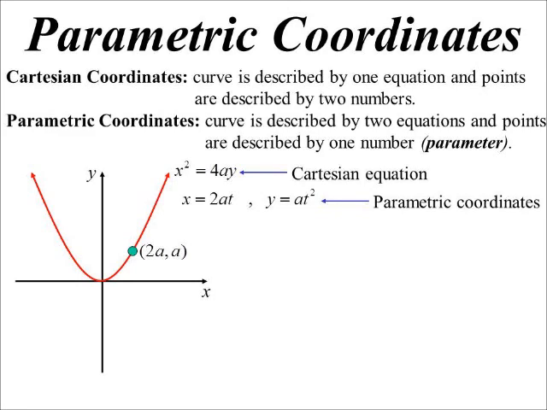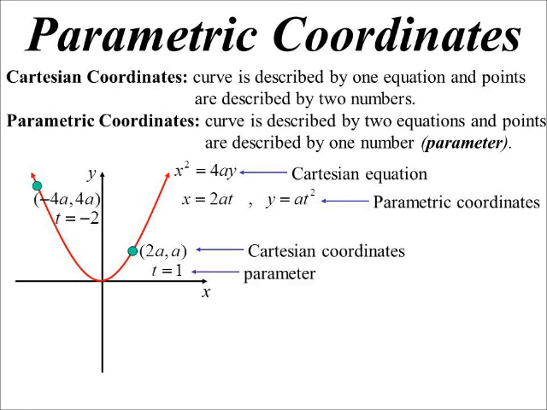So there's the point 2a, a that I was just talking about. That would be the Cartesian coordinates, which we get from the parameter t equals 1. Over here on the left-hand side, minus 4a, 4a, that would be when the parameter is t equals negative 2. If you substitute it into the x equation, we get minus 4a, and into the y equation, we get positive 4a. So that's the idea of parametrics.